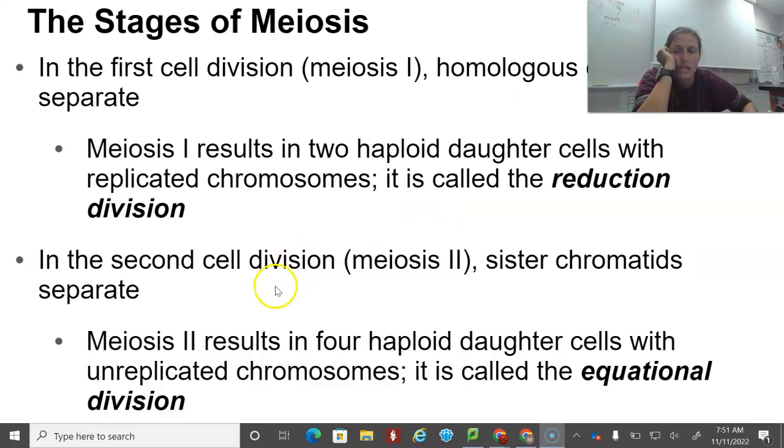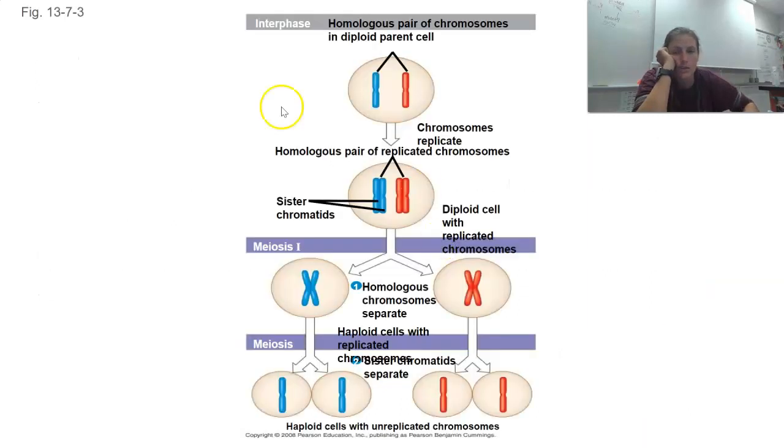And so we've got the one of each, but now we've got to just divide it one more time. In the second division, it's the sister chromatids. They're going to separate so that it is a true haploid. This typically results in 4 cells, and this is called the equational division.